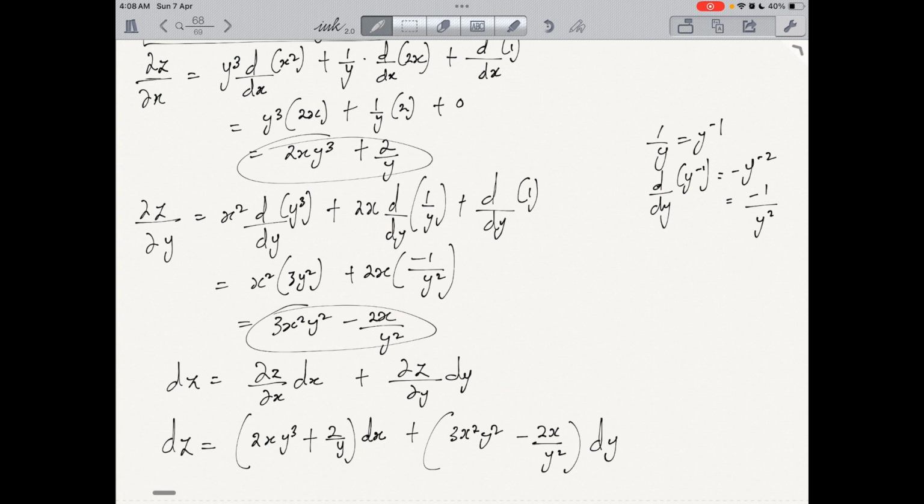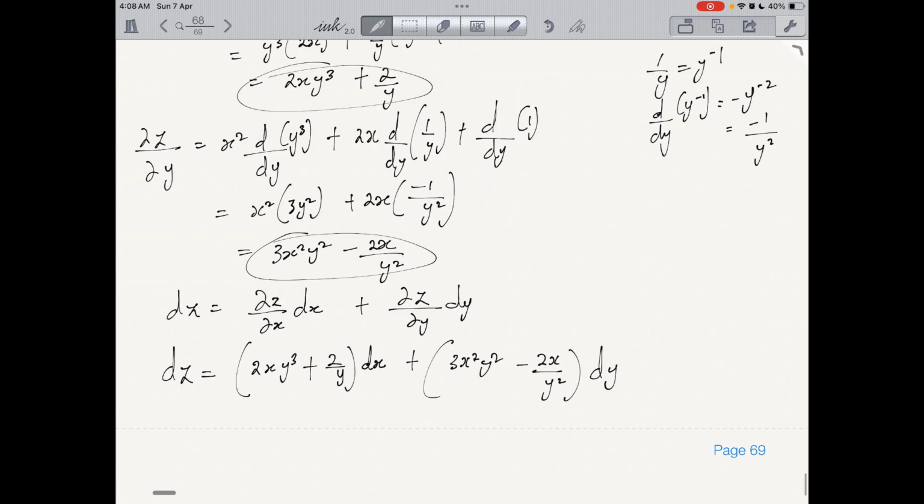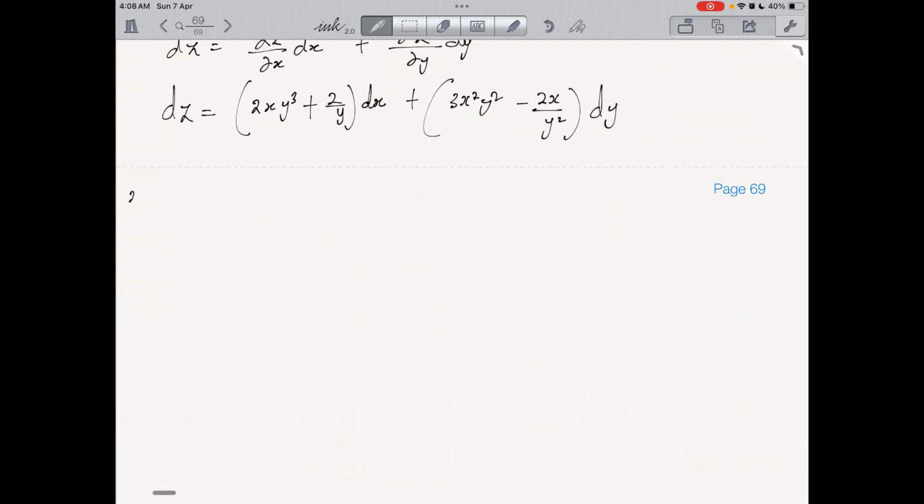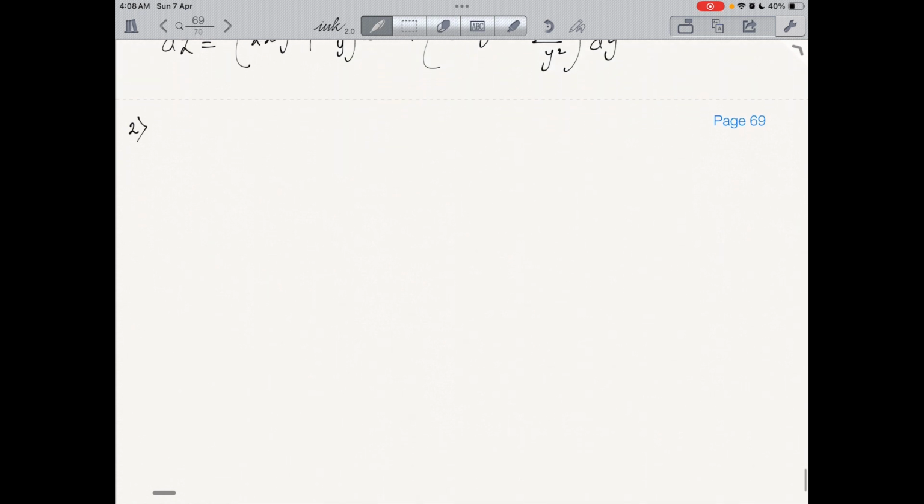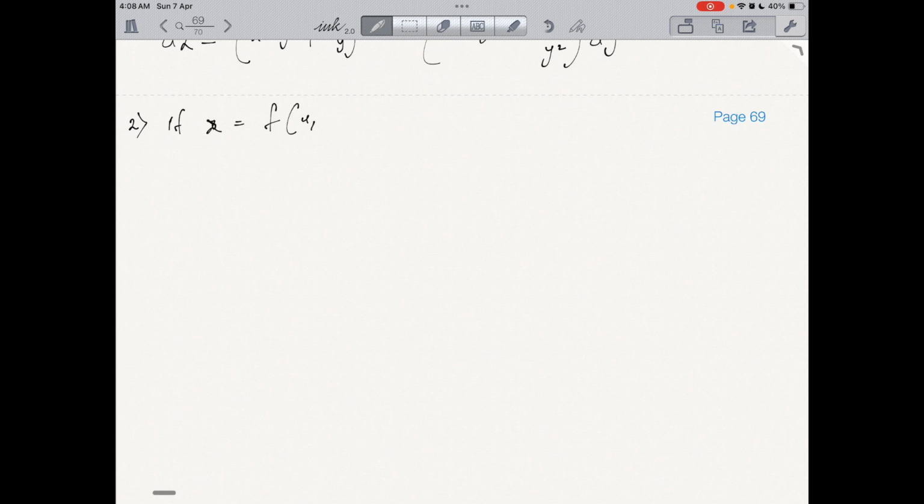Let's take another example. Number 2. It says if z is a function of u, v, and w, and z is equal to 3u squared minus 2v plus 4w plus 4w cubed v squared.